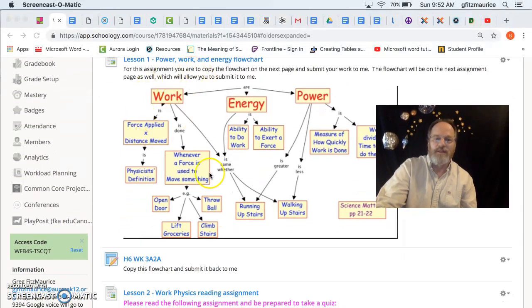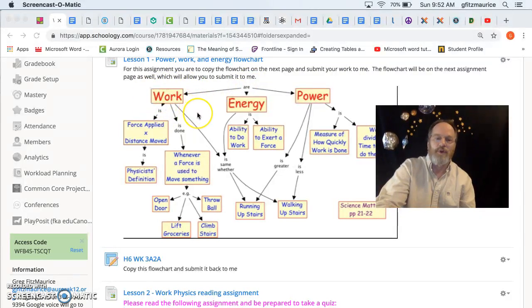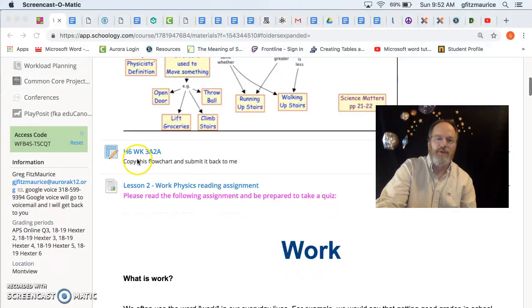Moving on to lesson 1, very simply, a power, work, and energy flow chart. Your task is to copy block for block. When I say block, this is what I mean: word for word and arrow for arrow, this flow chart, and it helps you to get to know the meaning of work, energy, and power. Okay, so there it is. Copy the flow chart and submit it back to me.